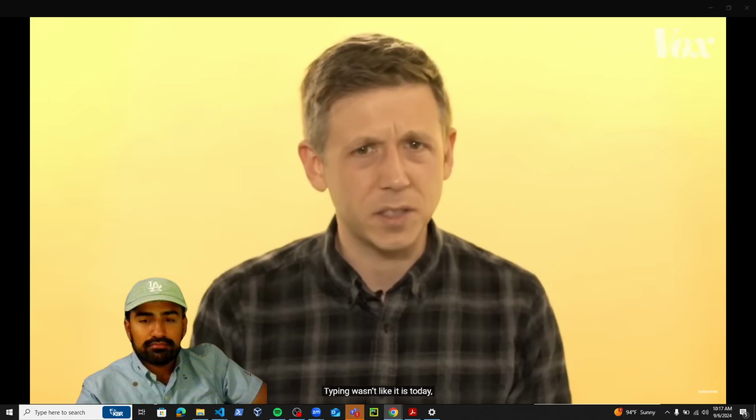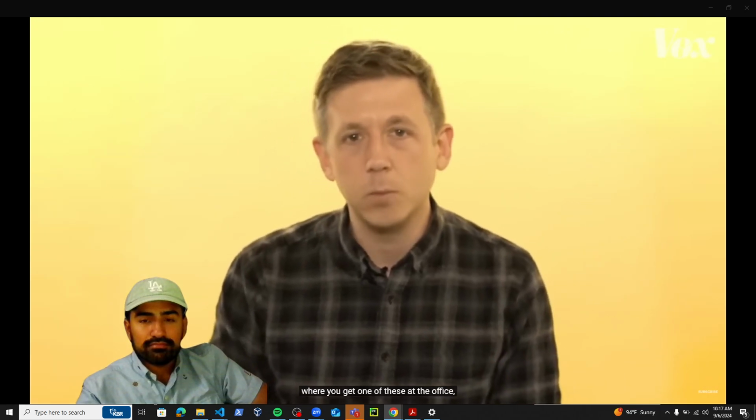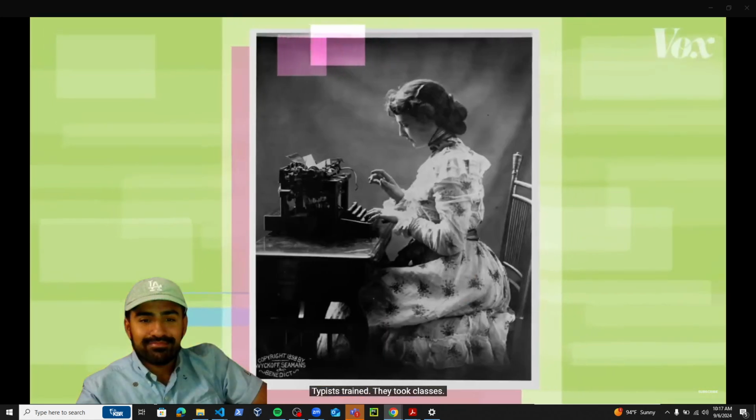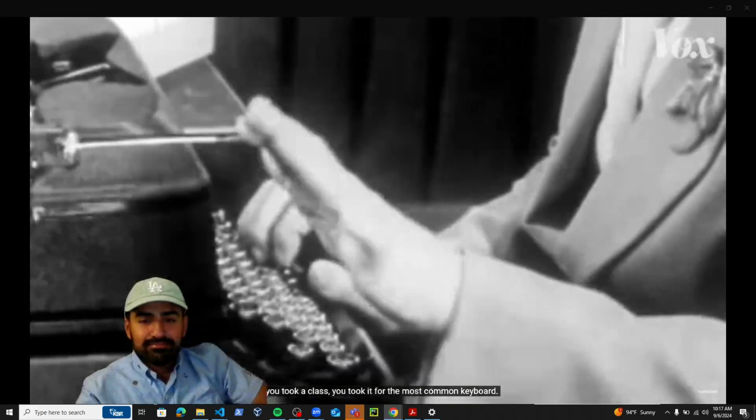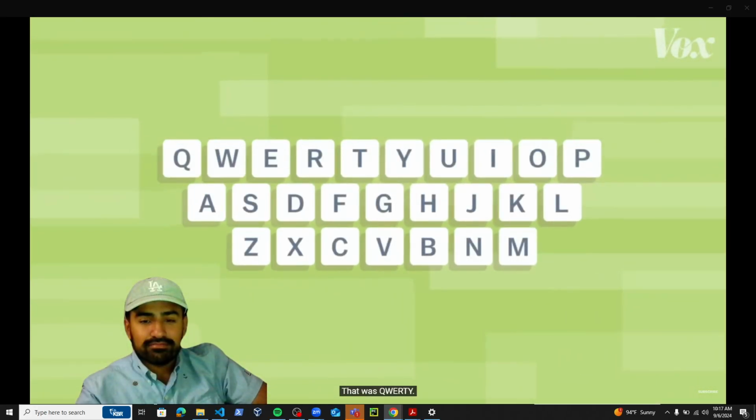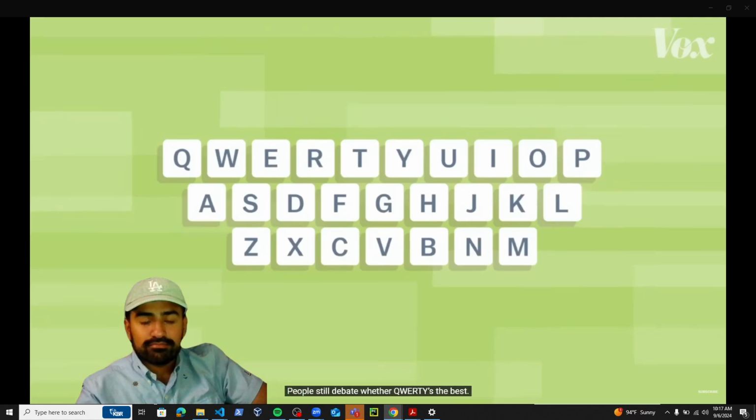Typing wasn't like it is today, where you get one of these at the office or one of these when you're born. Typists trained. They took classes. If you took a class, you took it for the most common keyboard. That was QWERTY. People still debate whether QWERTY's the best.